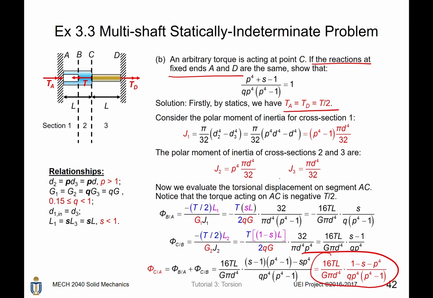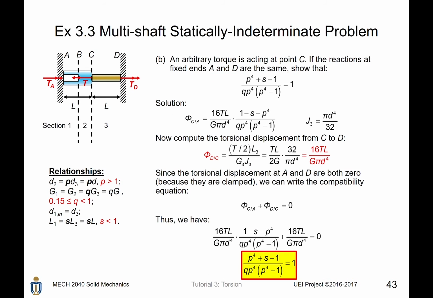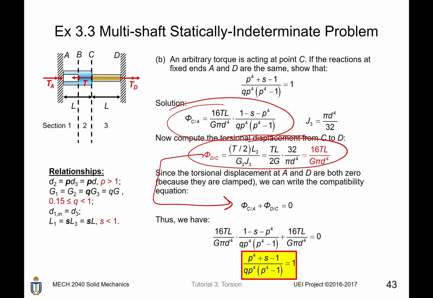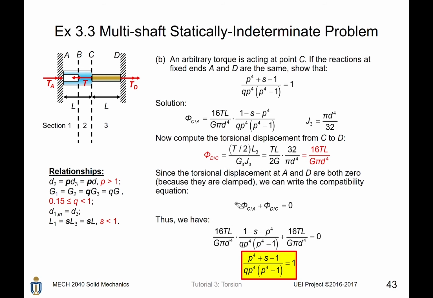In very similar manners, we compute the torsional displacement from C to D. Finally, we substitute both the results into the compatibility equation. Then we can have such kind of expression. By simplifying it, we can have the result that we are going to prove.